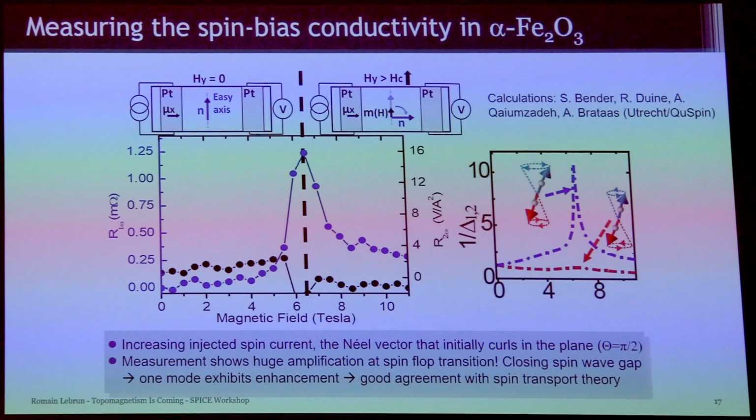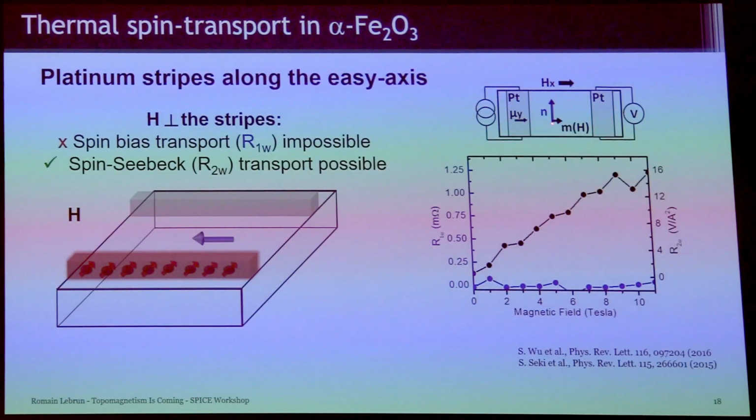So for that, what we did was to apply a field, in that case, not parallel to the direction of the z-axis, but perpendicular to it. So in that case, what will happen is, instead of leading to a spin flop field behavior, you will just induce a small canting in your system, like that. So you just create a field-induced magnetization. And as you can see, in this configuration, you do not observe any spin bias signal.